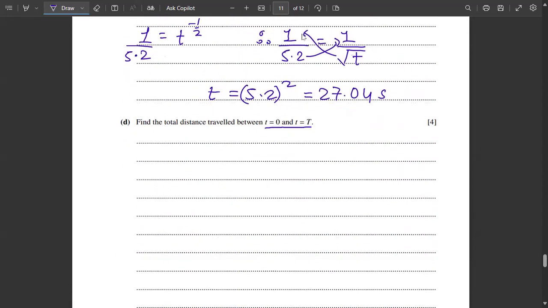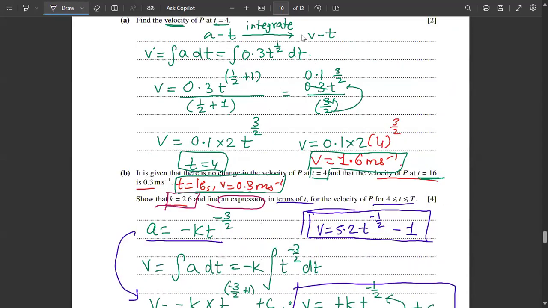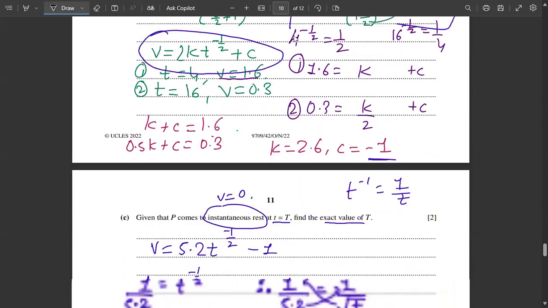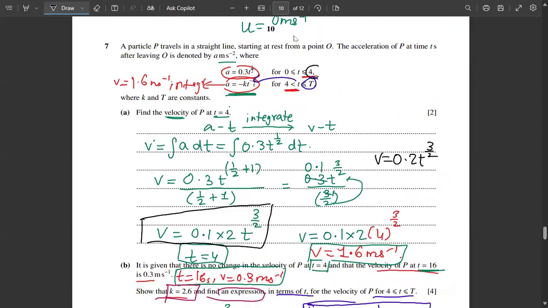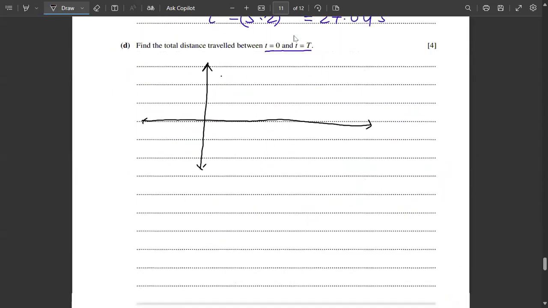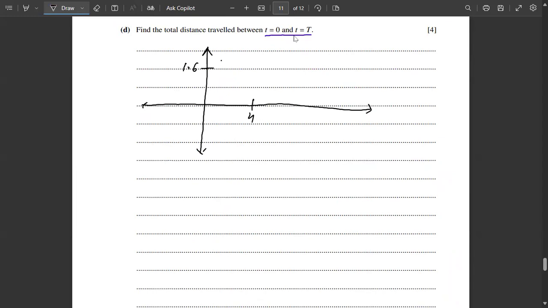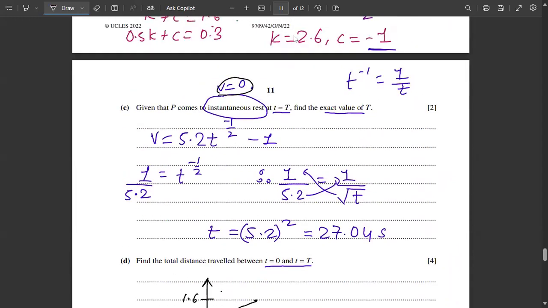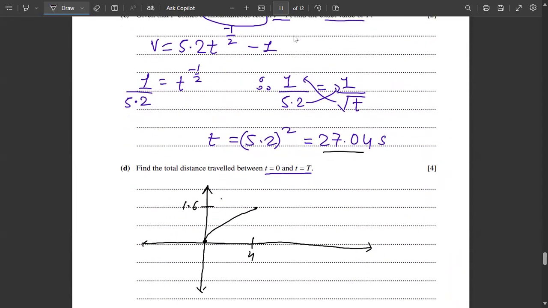So now for that, let us first make the equation of the velocity time graph. Initially, this is 0.1 into 2 into t raised to 3 by 2, which is v is 0.2 t raised to 3 by 2. So this will look something like this, and this is till t equals 4. And at t equals 4, velocity is 1.6. Initially, it is at rest, so it will start from 0. So initially, the graph looks something like this. And then v becomes 0 at exactly 27.04 seconds.